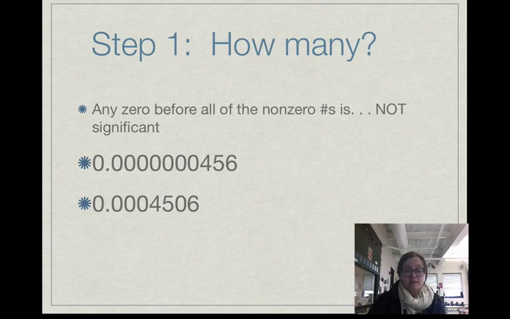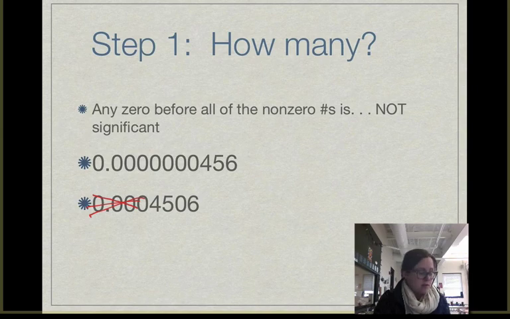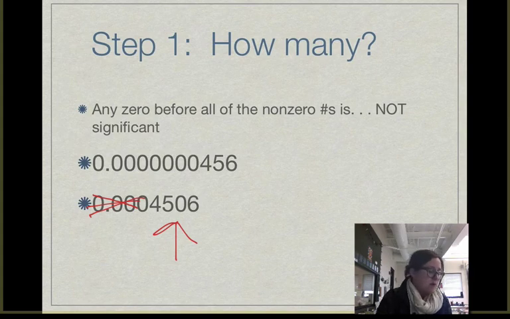Now here's one that's a little bit more tricky. I threw in another 0. So none of these zeros are significant, again, because they are before the first non-zero number. This one is significant because it's between 2 non-zero numbers. So in this case, we have 4 significant figures.